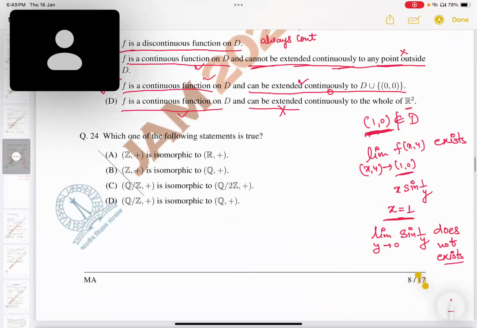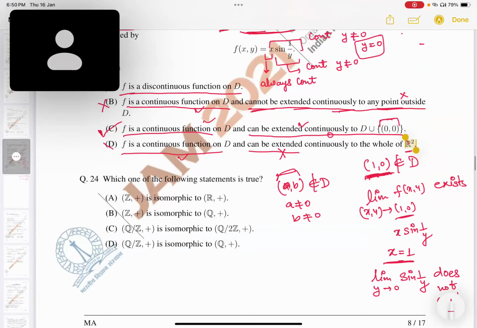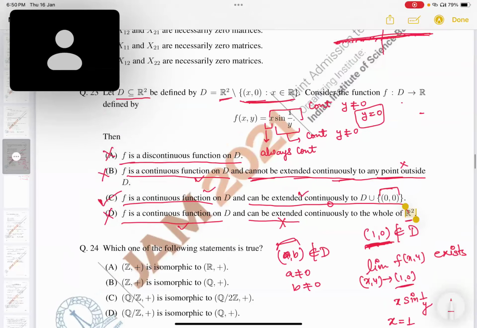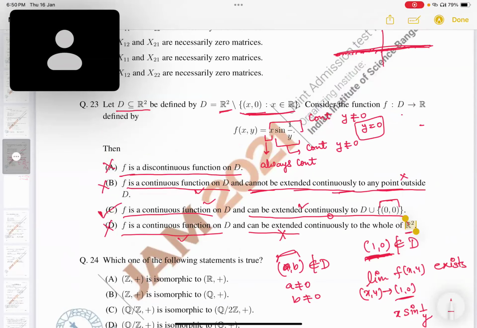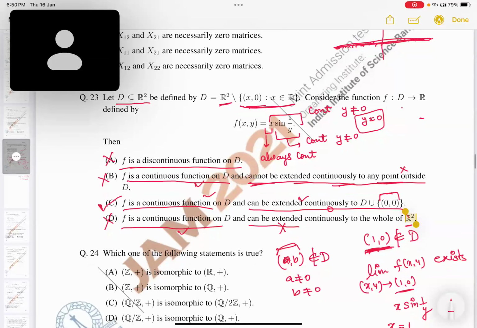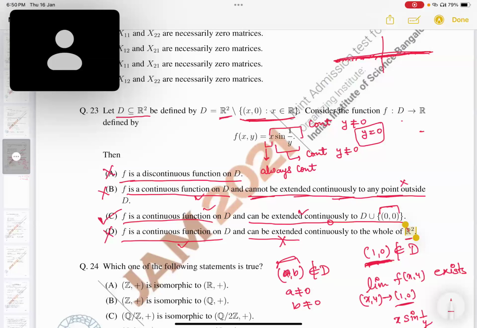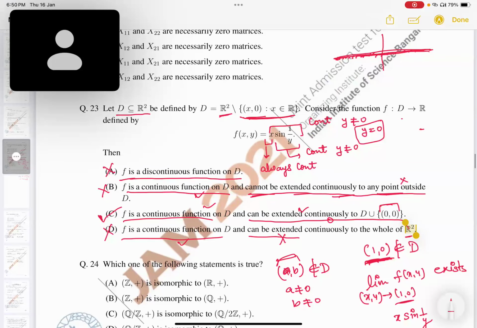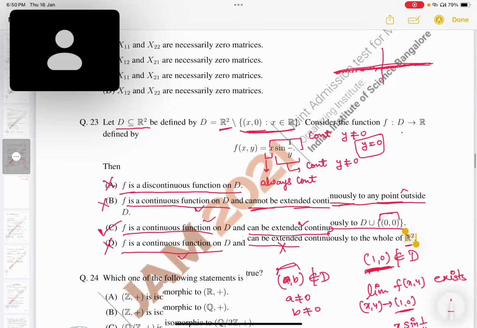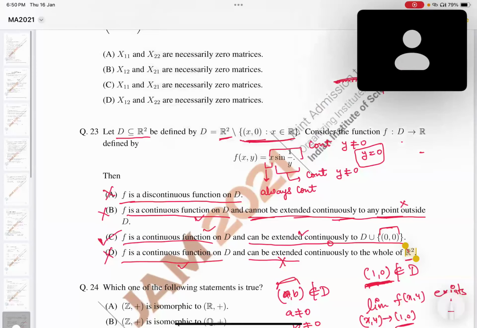Even you can prove that except (0, 0), you cannot extend this function continuously. Suppose your point is (a, b), if A is non-zero, B is also non-zero, and this does not belong to your domain, then you cannot extend this function continuously to this point. You can prove this also. So in total, this part is also not true. So the correct option is C. Right? Understood? Yes, sir. Okay. So now we can try more questions.